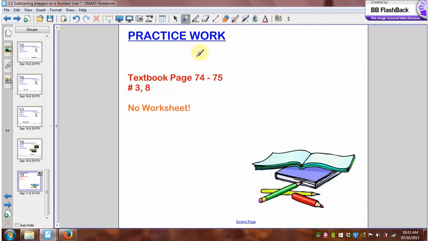This is the practice work that goes along with that. It's just 2 problems in our textbook, number 3 and number 8, and there are a few parts to those, so they'll take a little while. But get those done and see how you do with them.